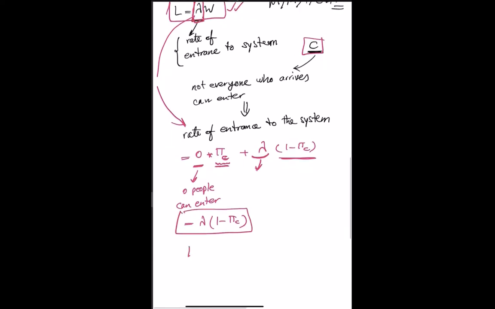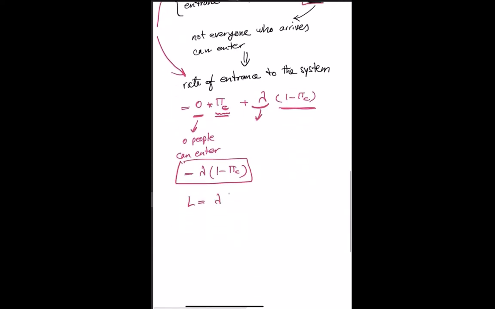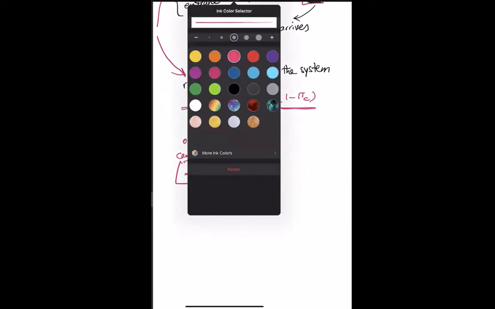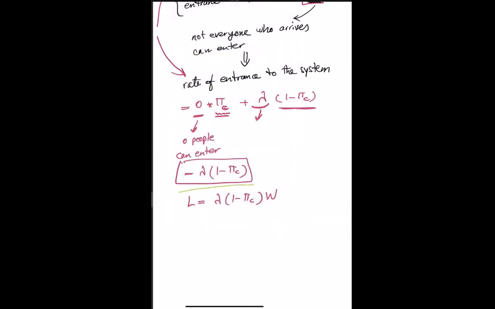So then L is going to be lambda times 1 minus pi C times W. This is how the formula would change in this system. If you have L, which we already know how to calculate, and we know lambda, which we have to know for any queuing system, the rate of arrival, and if I can calculate 1 minus pi C, which we can because we learned how to calculate pi j's, then we should be able to find W using this formula. And then you can use this formula also to calculate WQ.